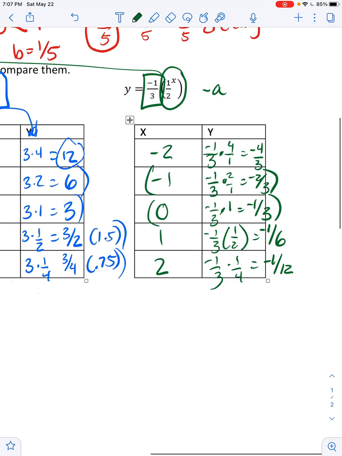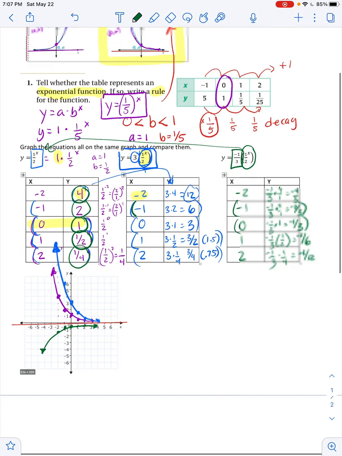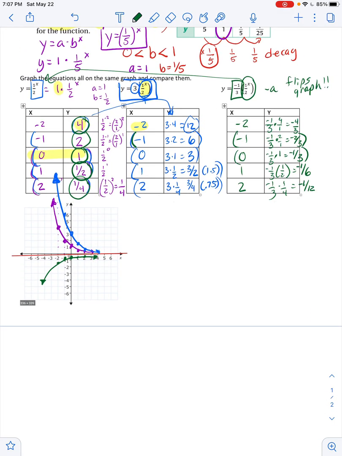A -A, like it does in every single graph, flips your graph upside down. So that is how this last one, this green one, ended up flipped over from the others, is that it had that negative out in front. The reason it isn't as steep is its A value was small. It was only 1/3 versus the blue one, which was steeper because its A value was a big number. It was a 3.